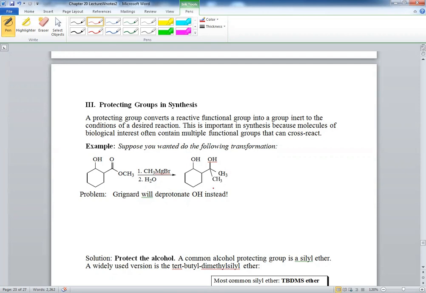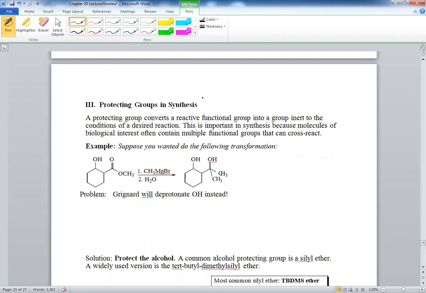The problem is that this reaction does not take place. The reason why it doesn't take place, or if it does, it can give you very small yields, is because this alcohol group, the hydroxy group, will react with the strong base that is the Grignard reagent. Remember, we've been talking about Grignard reagents being strong bases. So we have to use what we call a protecting group. But let's look at the problem.